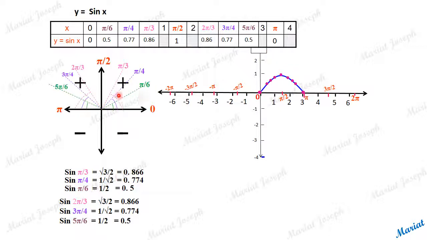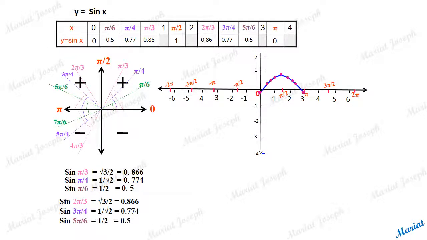Let's pass on to the third quadrant now. Notice one very important thing. In the third quadrant, sine values will be negative. What will happen? In the third quadrant, the first angle we'll deal with is 7 pi by 6, which will be minus half.